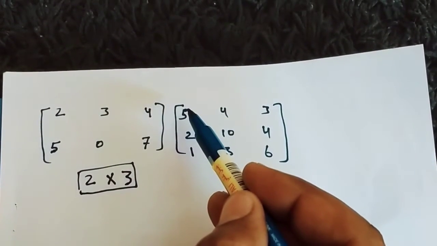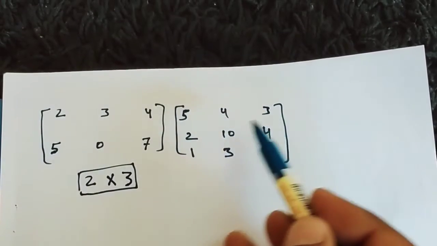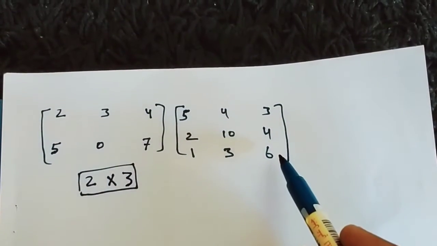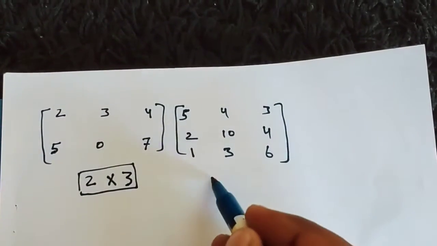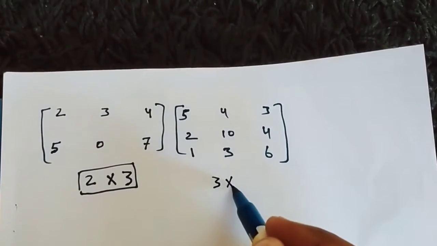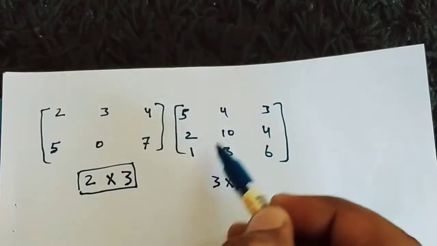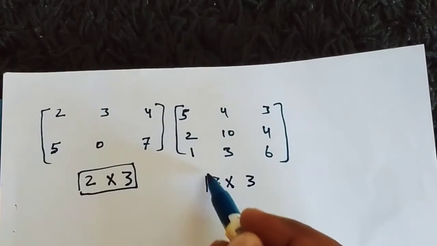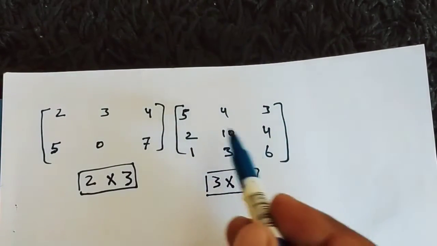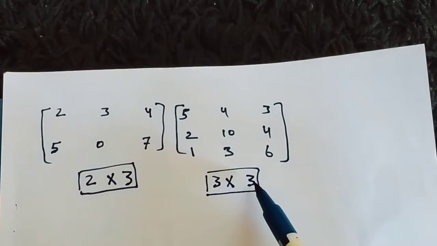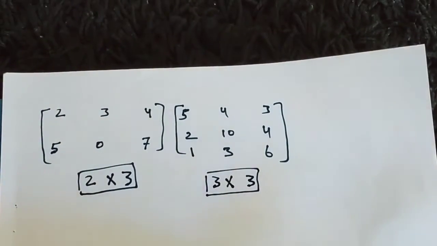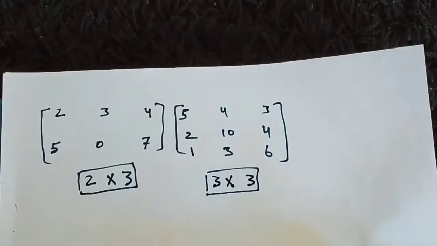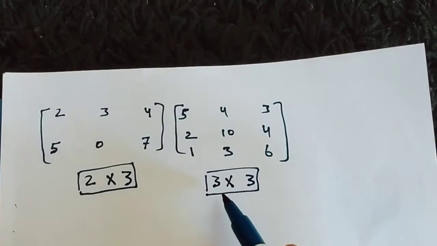What is the order of the second matrix? Number of rows multiply number of columns. 1, 2, 3. There are 3 rows, so 3 by how many columns? 1, 2, 3. The order of the matrix is 3 by 3 or 3 multiply 3. Understand, my dear? So why did I tell you this?